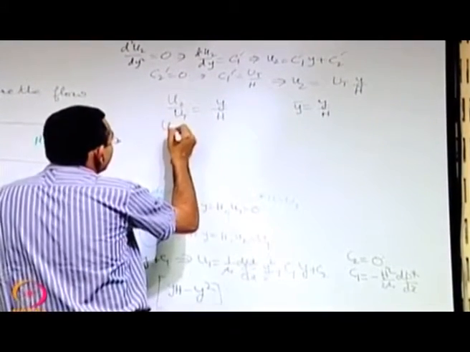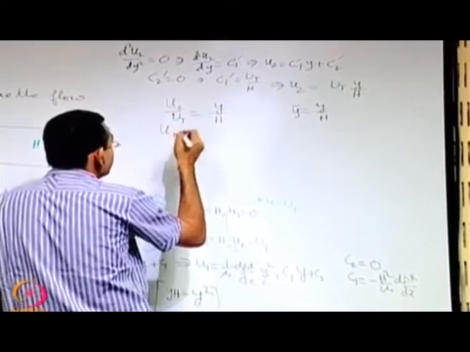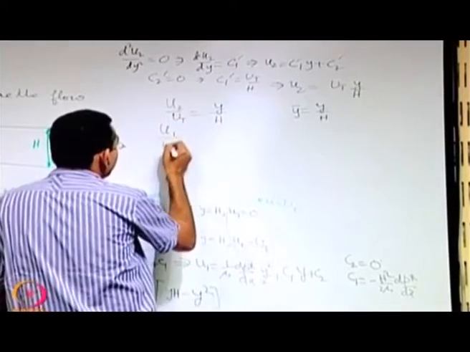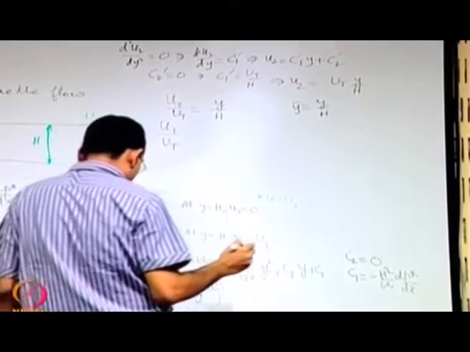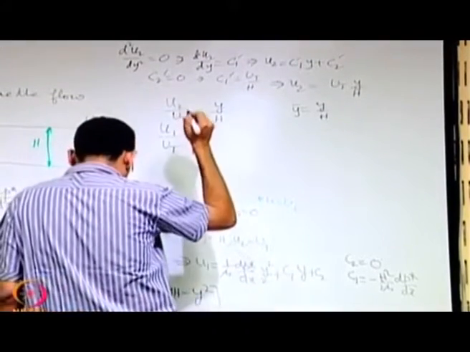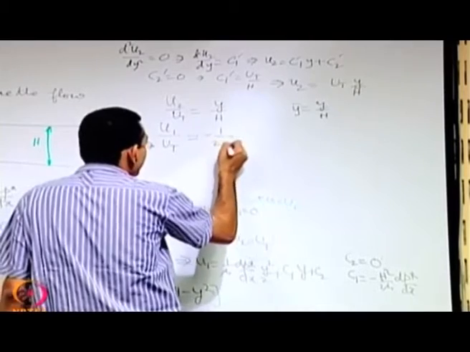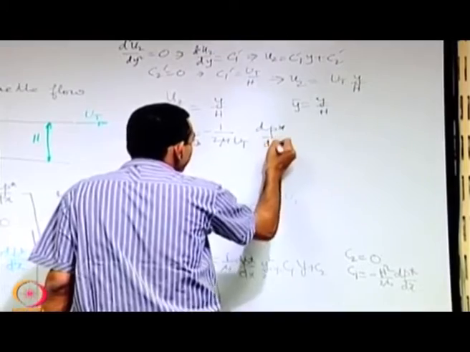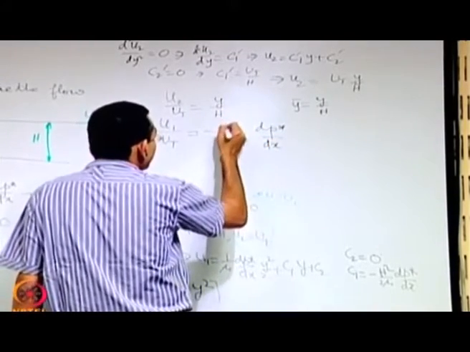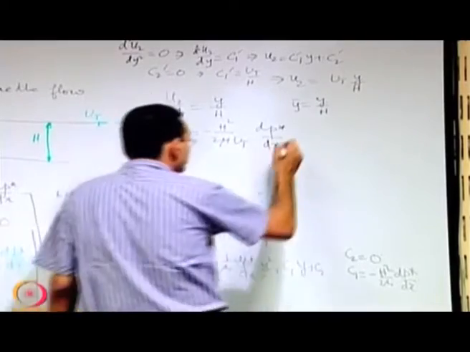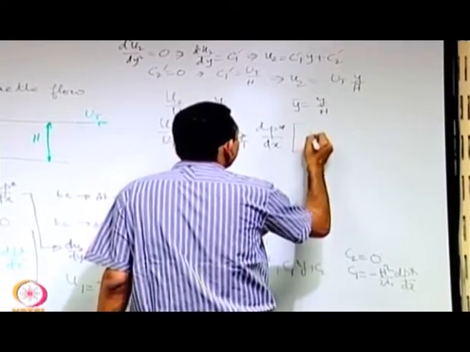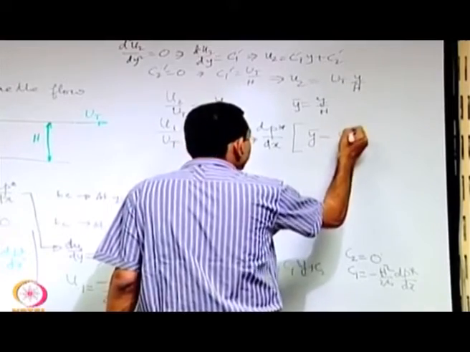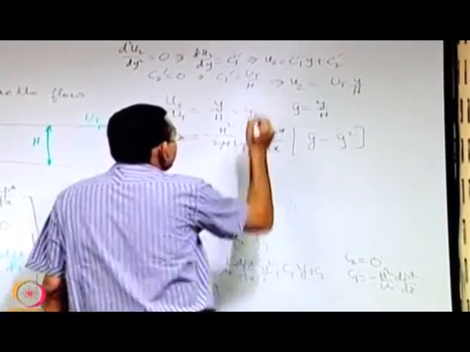Now, if you non-dimensionalize u1, let us also non-dimensionalize this with respect to ut. So, we may write this as minus h square by 2 mu ut dp*/dx, multiplying both numerator and denominator by h square, into (y bar minus y bar square). Okay.